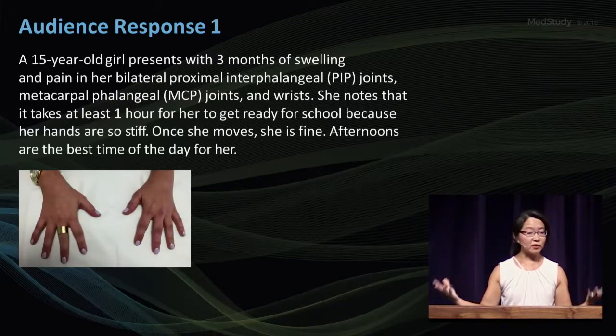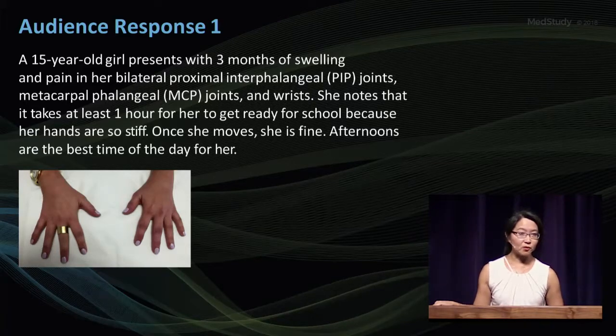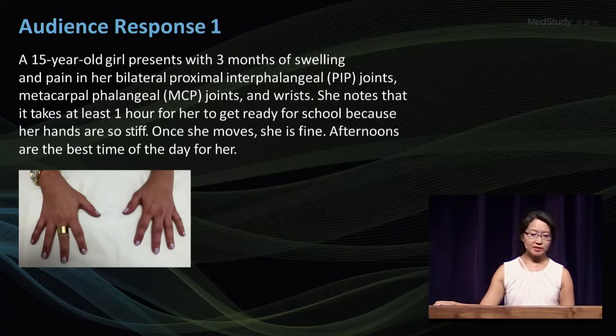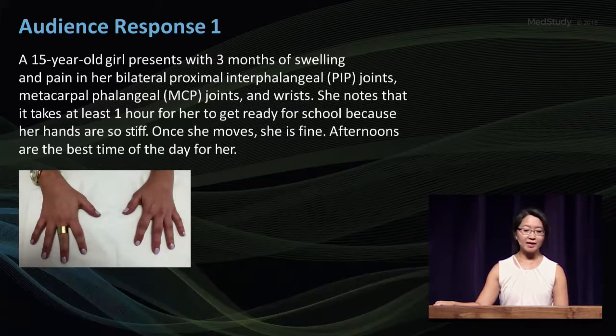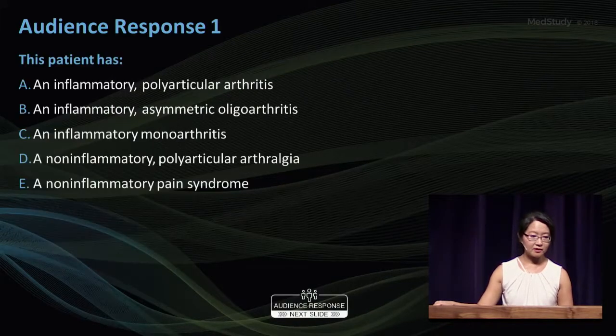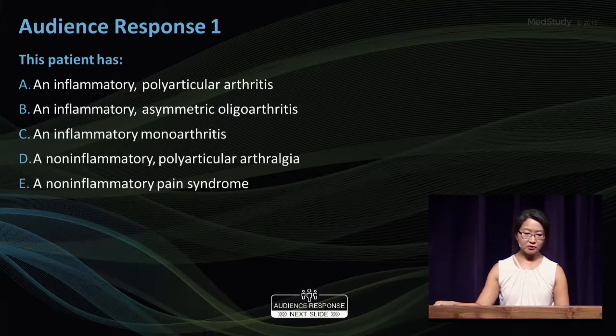So I'm giving you patterns, and this is just a very simple question. A 15-year-old girl presents with 3 months of swelling and pain in bilateral PIP joints and MCP joints and wrists. She notes it takes at least an hour for her to get ready for school because her hands are so stiff. Once she moves, she's fine. Afternoons are the best time of the day for her. So the question is, does this patient have an inflammatory polyarticular arthritis, an inflammatory asymmetric oligoarthritis, an inflammatory monoarthritis, or a non-inflammatory polyarticular arthralgia, non-inflammatory pain syndrome?